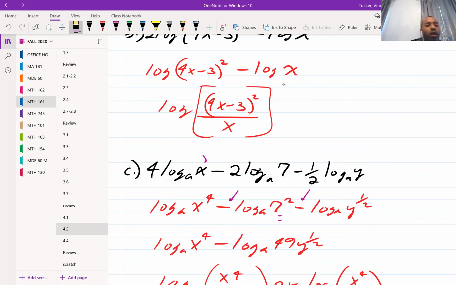So we have 4 log base A of X minus 2 log base A of 7 minus 1/2 log base A of Y. All right, so first thing you want to do is take your coefficients, really is what they are right now, and turn them back into exponents. So what we have is log base A of X to the 4th minus log base A of 7 squared minus log base A of Y to the 1/2.